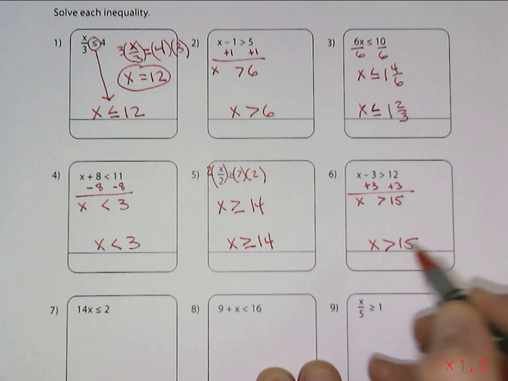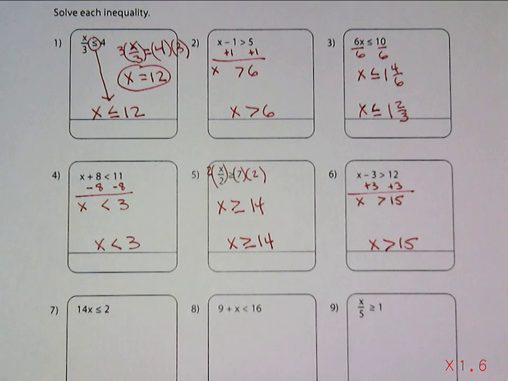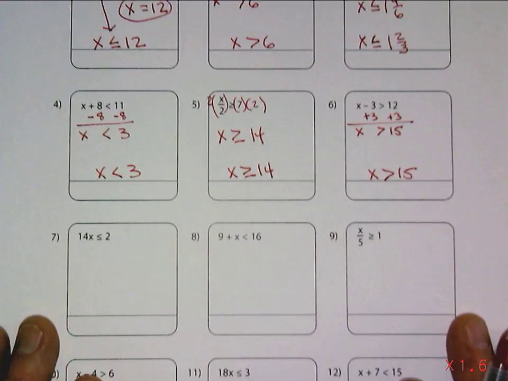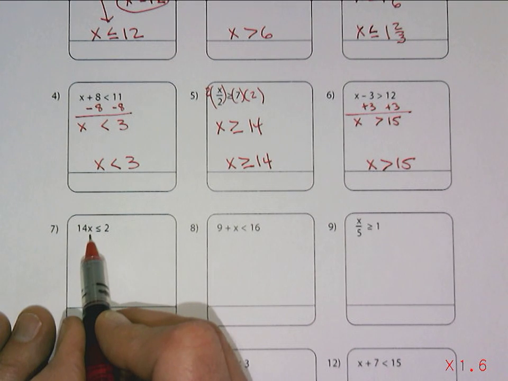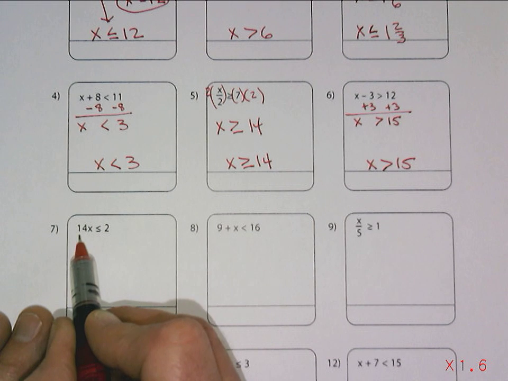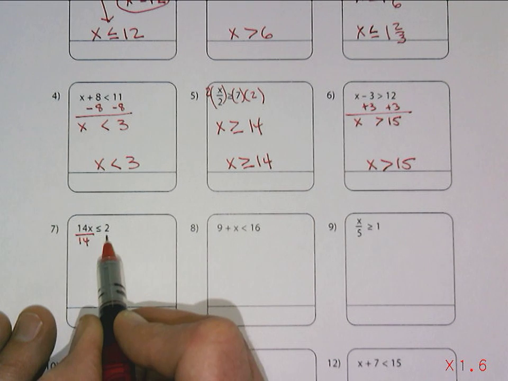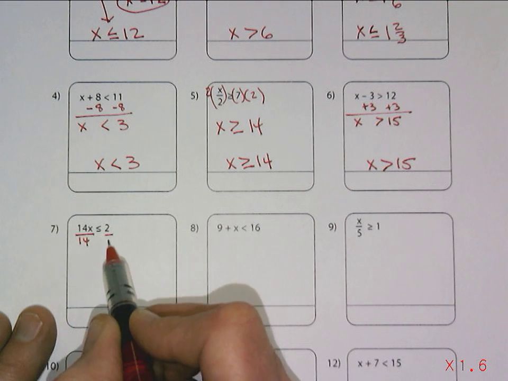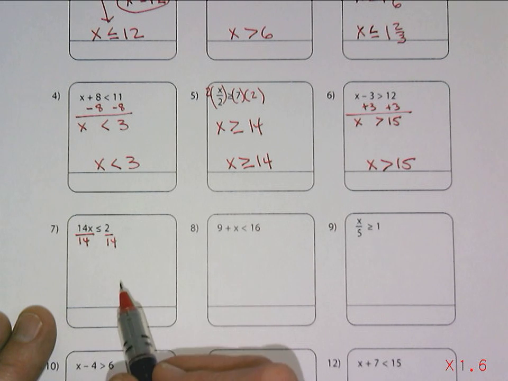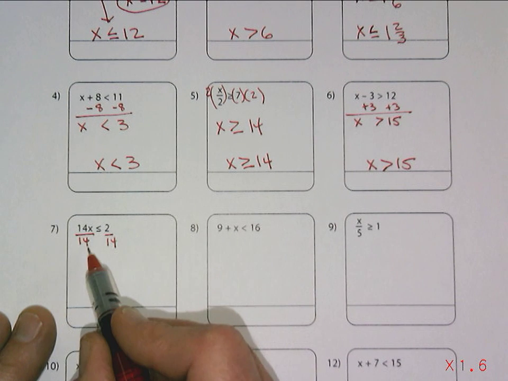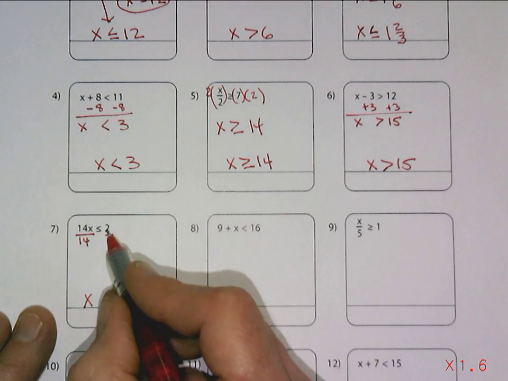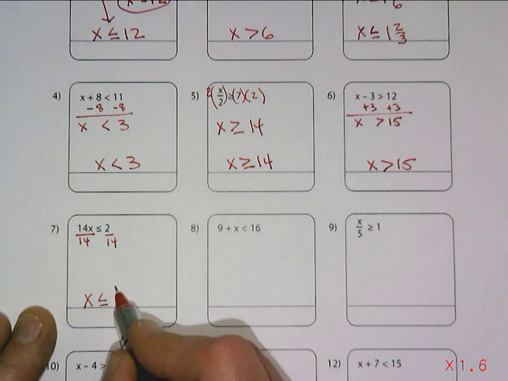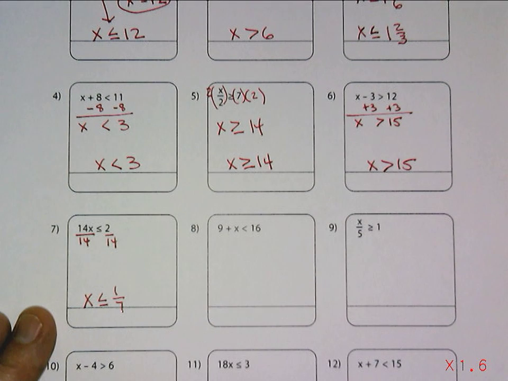These are all one-step problems, so we should have just one basic step, basically doing the opposite of whatever's there. So this is 14 times x is less than or equal to 2, so we're going to divide both sides by 14. Opposite of multiplication is division. And so we get a fraction for an answer. 14 divided by 14 is 1x. And 2 divided by 14 is 1/7. So we have a fractional answer, but that's just fine.